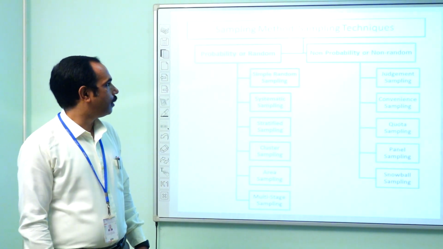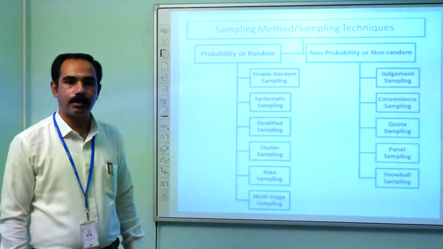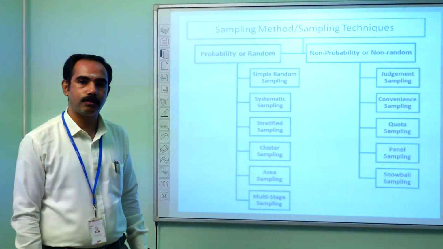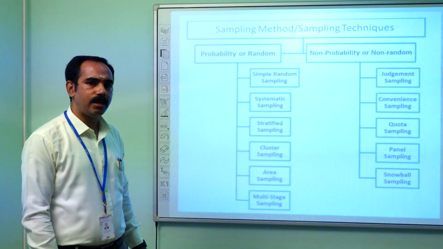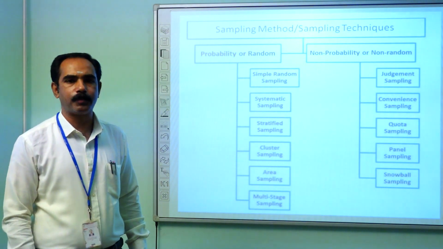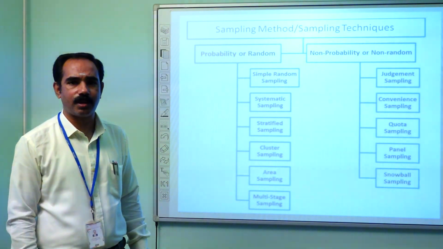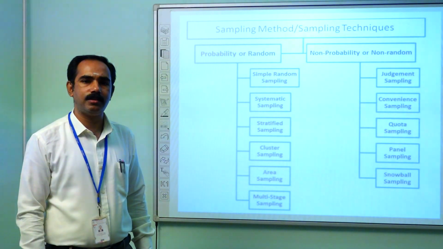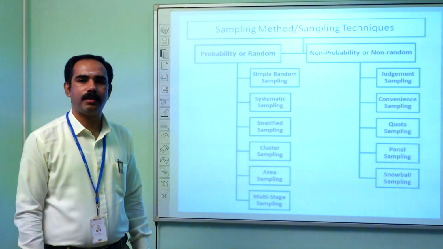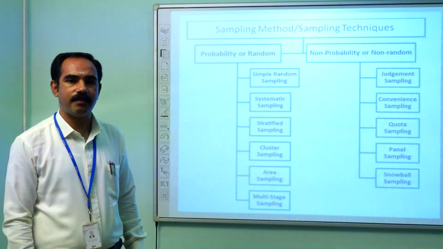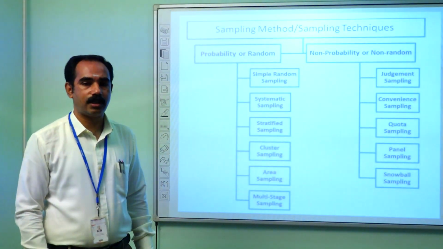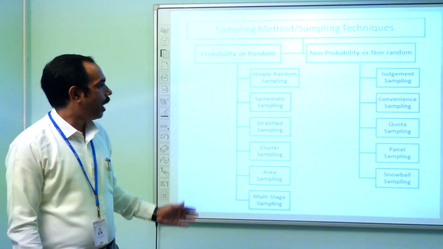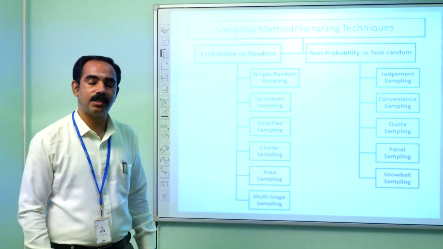We have two types of sampling. We can divide sampling into probability and non-probability. Probability sampling is completely based on randomization. Randomization means that each element in the population has an equal chance of becoming part of your sample. Non-probability sampling is non-random.